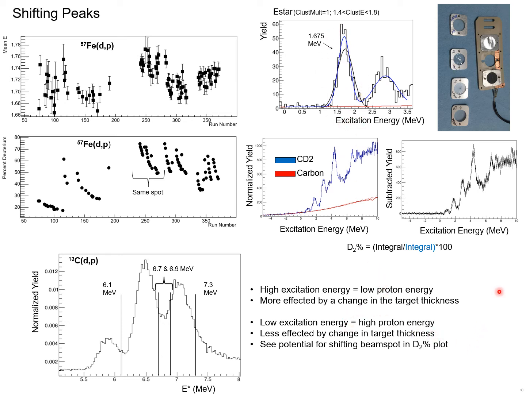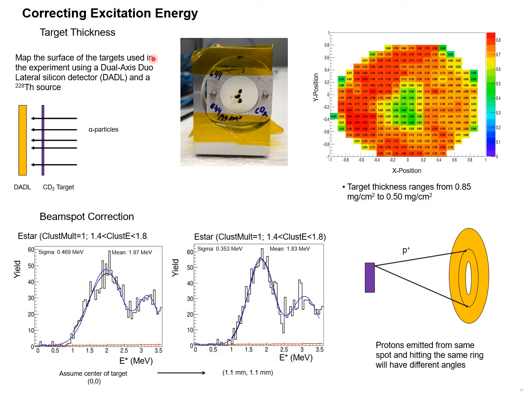And so how are we going to correct for these problems? In the lab, we're correcting for the target thickness by putting the targets that we used in the experiment in between a thorium-228 alpha source and a dual-axis dual-lateral silicon detector, or a DADL. This is a position-sensitive detector. So the alpha particles from the source pass through the target, losing some amount of energy based on the thickness, and then we get the remaining energy in the DADL. And using this information, I can generate a thickness map of the target. And so we'll be able to use that to correct for energy loss.